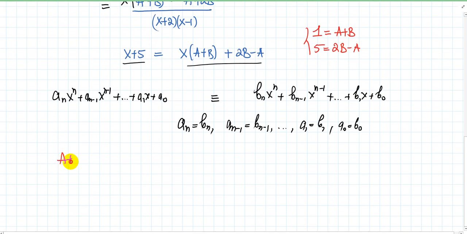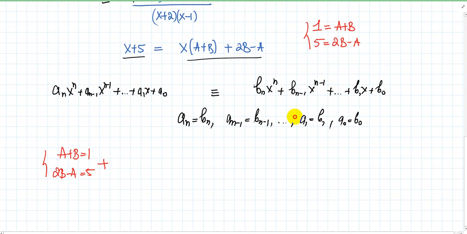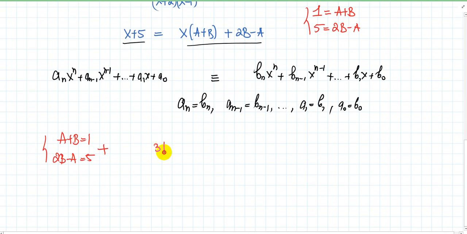So a plus b is equal to 1, and a minus b is equal to 5. If I sum them, what do I get? I will have 3b is equal to 6, right? If you sum them, a and minus a will be cancelled, and you will have just 3b is equal to 6. And what is b? It's 2.